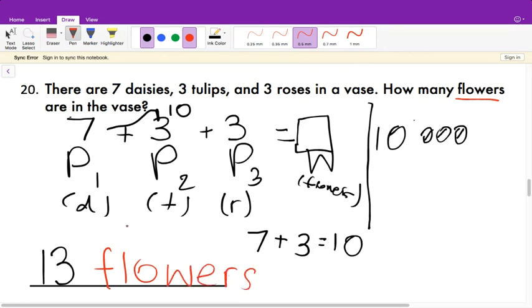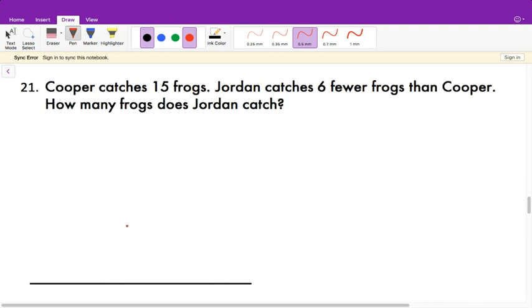Okay, so that's number 20. Let's go on to the last problem for this page, number 21. Okay, let's read number 21. Cooper catches 15 frogs. Jordan catches 6 fewer frogs than Cooper. How many frogs does Jordan catch?